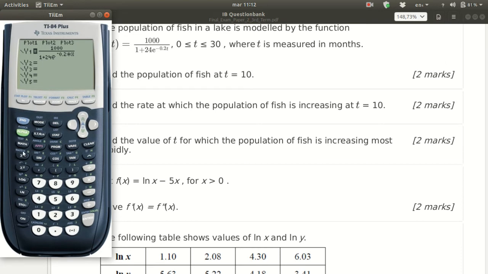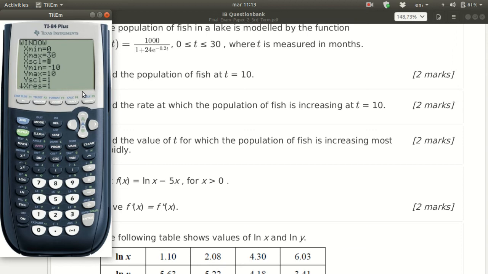So here we can do, again, math, derivative with respect to x of y1, okay, and x equals x, and that'll graph the function. That'll graph the derivative. And we don't want to graph this one, so I'm going to unselect it so that I only look at the graph of the function. And remember that t goes from 0 to 30, so I'm going to adjust the window from 0 to 30.